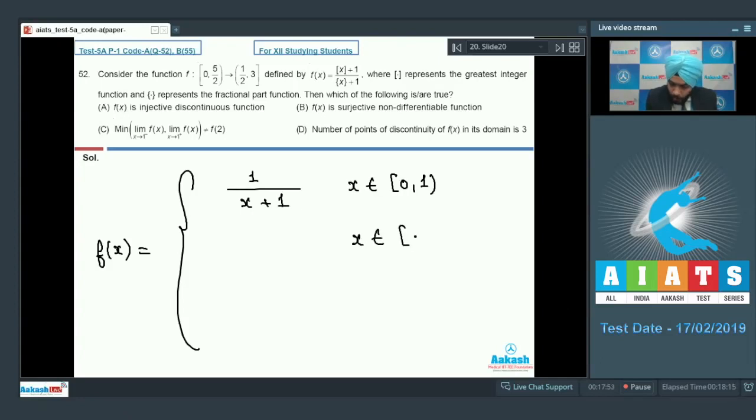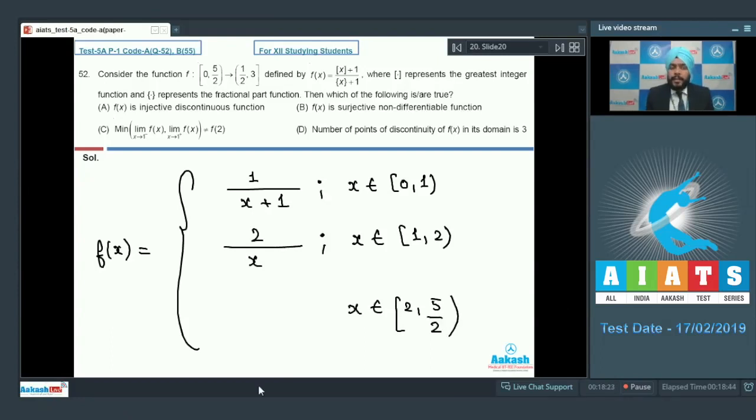X belongs to 1 to 2: greatest integer x is 1, so 1 plus 1, the numerator is 2. Talking about the denominator, x minus greatest integer x plus 1, so x minus 1 plus 1, that is x. X belongs to 2 closed, 5 by 2 open: again greatest integer x is 2, so 3 upon x minus 2 plus 1, that is x minus 1. So we can easily draw these graphs: 1 upon x plus 1, 2 upon x, 3 upon x minus 1 in the given intervals.